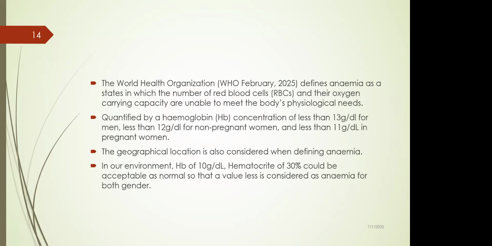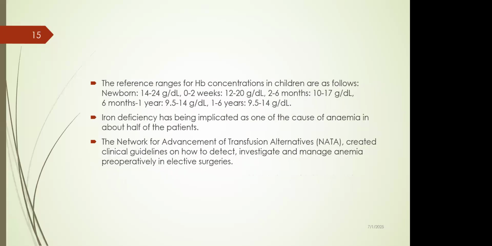Now, geographical location is also considered when defining anemia. In our environment, hemoglobin of 10 grams, that's 30% PCV, could be acceptable as normal. So a value less than 30% is considered as anemia for both genders in our environment.